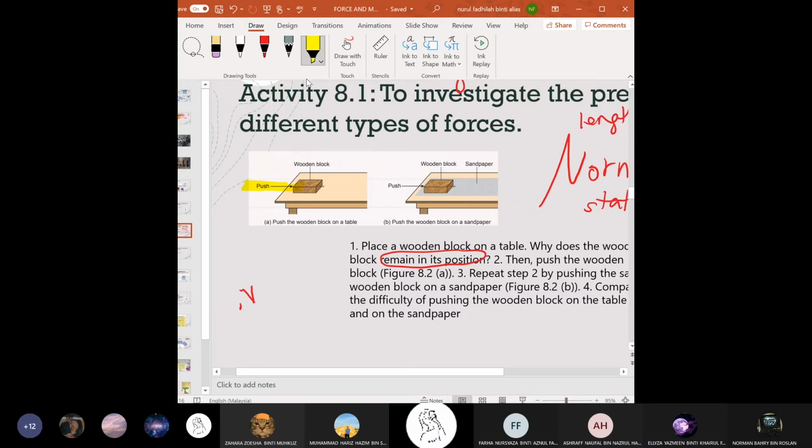So force is here. So what causes it to stop? Friction. Yes, friction. Very good. And the direction of friction is opposite to the force you apply. Always. Okay? Keep that in your notebook. Friction must always be opposite to the applied force direction. Now, what is the difference between diagram A and diagram B? What's the difference?